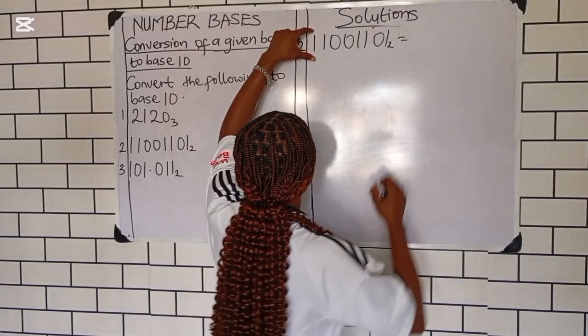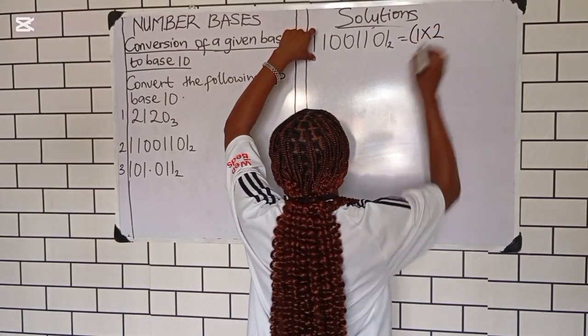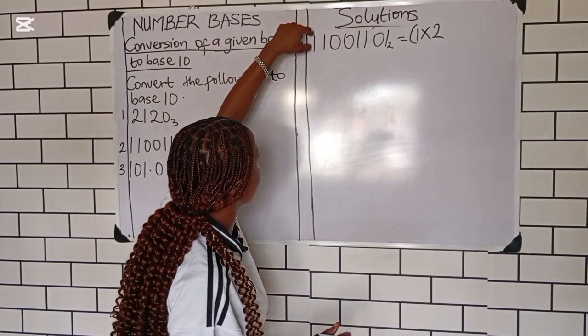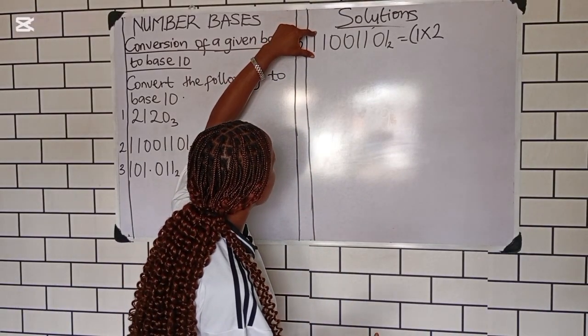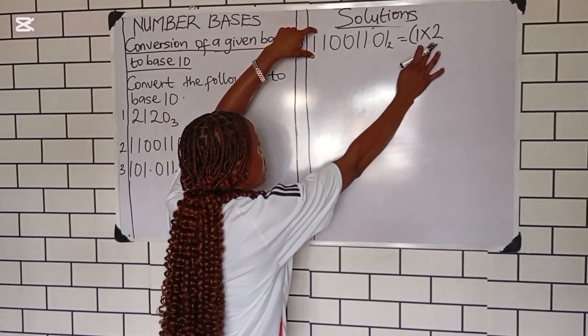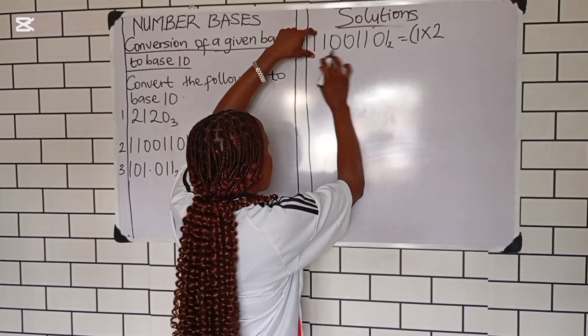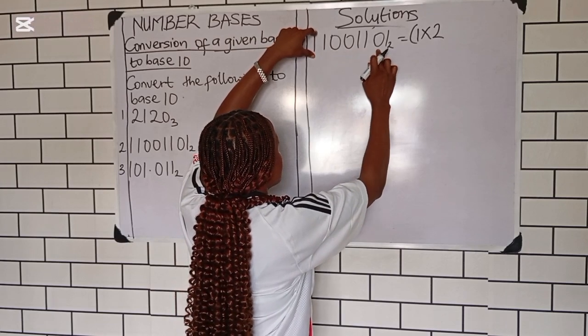We start with the first digit, which is 1. 1, you can put it in bracket, times 2 raised to power. Now, for us to know the power of 2 here, we have to remove this 1 and count these numbers at the back of this 1 that's multiplying these 2 here. To know the number of digits here, we have what? 1, 2, 3, 4, 5, 6, 7.